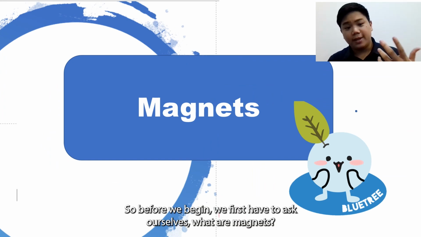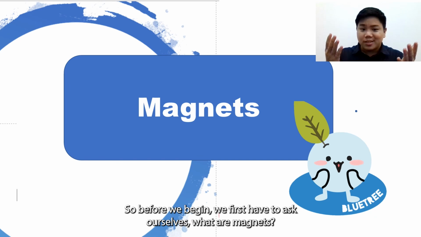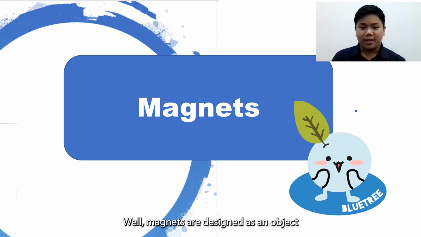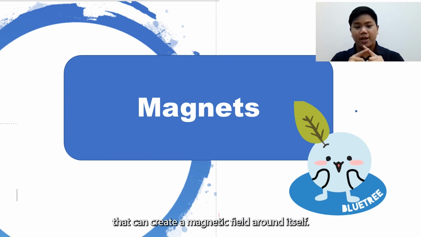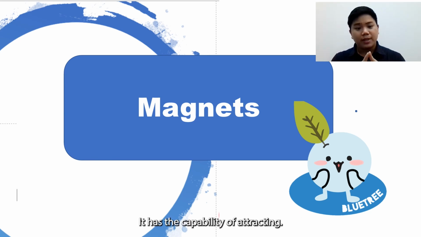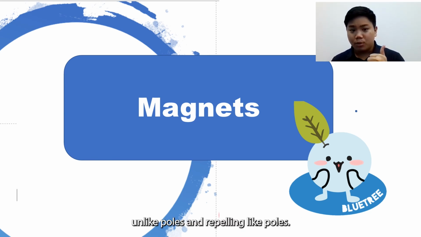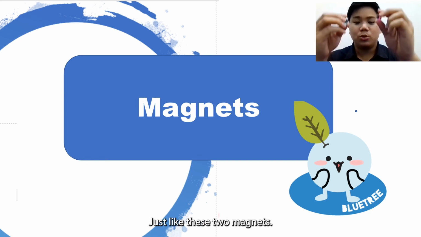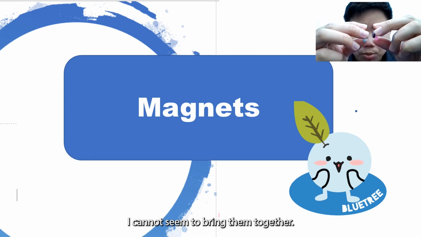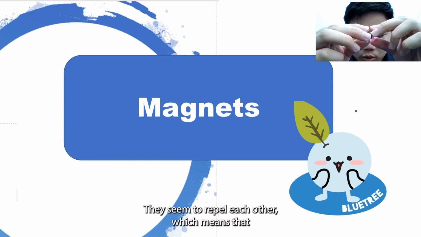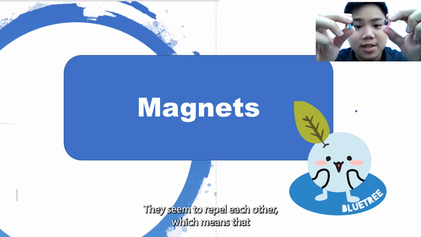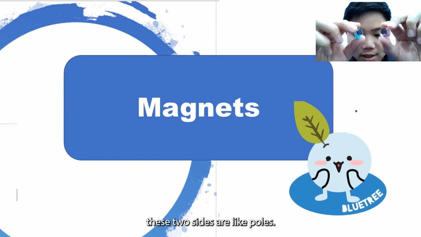So, before we begin, we first have to ask ourselves, what are magnets? Well, magnets are defined as an object that can create a magnetic field around itself. It has the capability of attracting unlike poles and repelling like poles. Just like these two magnets, I cannot seem to bring them together. They seem to repel each other, which means that these two sides are like poles.